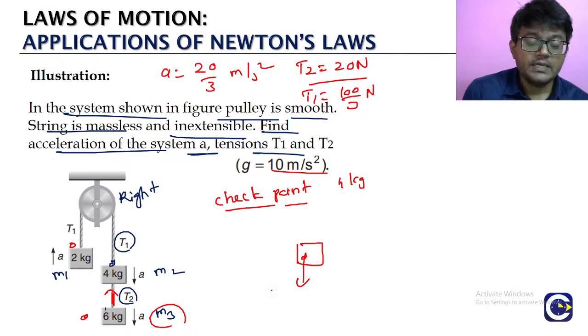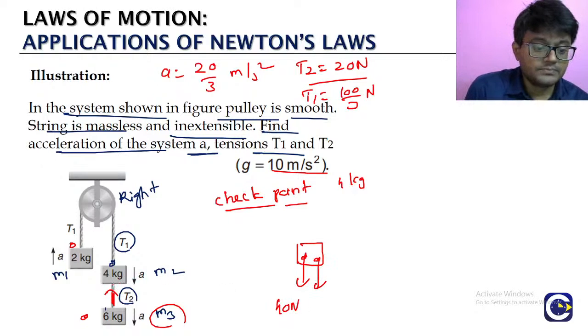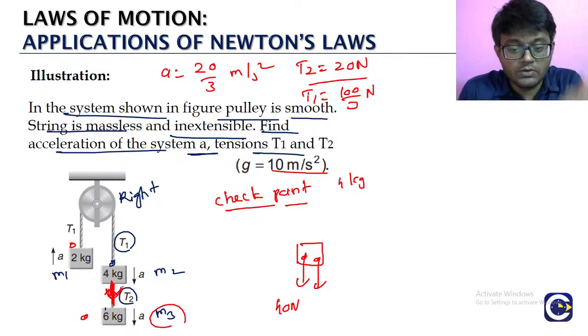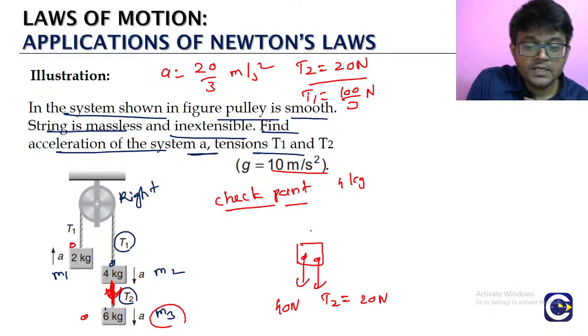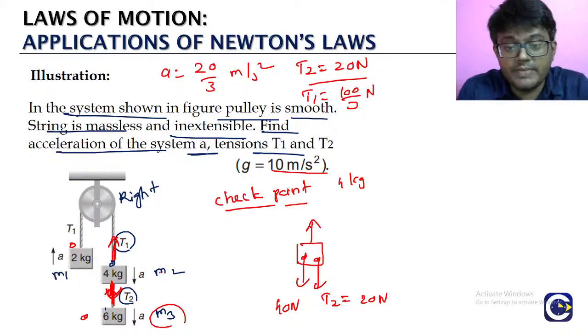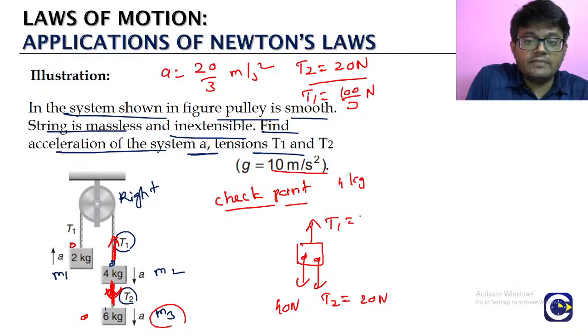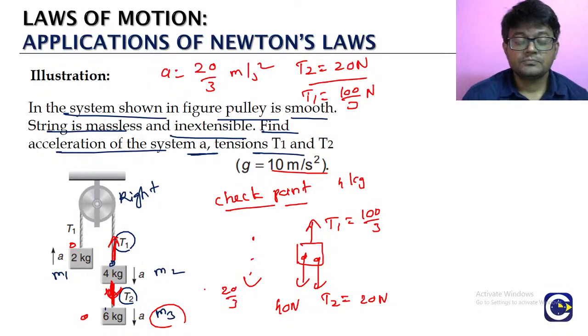On the 4 kg, it will have its weight, which is 40 newtons down. Also remember, the tension in the rope below will be pulling it down, right? So T2 will be downwards. What is the T2 value? 20 newtons. But the rope above will be pulling it up. Always the tension will be in the rope. So what is the T1 value? 100 by 3, and that is up. As a result, it is going down with how much acceleration? 20 by 3.